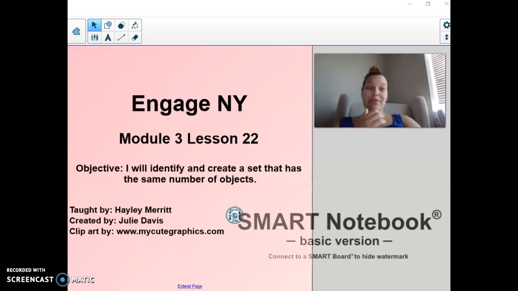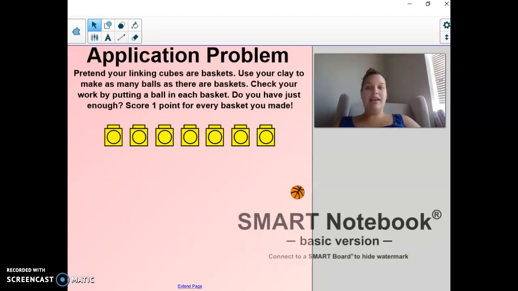Today we're going to do Module 3, Lesson 22. Our objective is I will identify and create a set that has the same number of objects. So we're going to be able to identify a number and then create a picture to match that number. The number will match the objects. Okay, we're going to dive right into our application problem this morning.